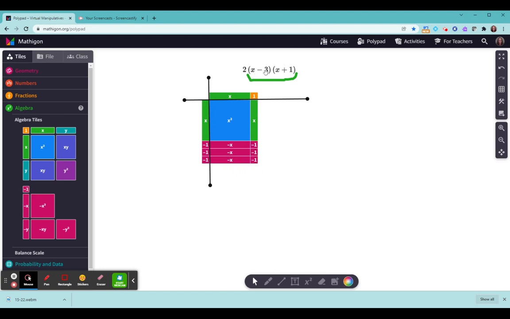So x minus 3 times x plus 1 gives us this looking like inside. But we have 2 of these, right? We're saying 2 times all of this. So we're going to take this and we're going to copy it because we have 2 of them.